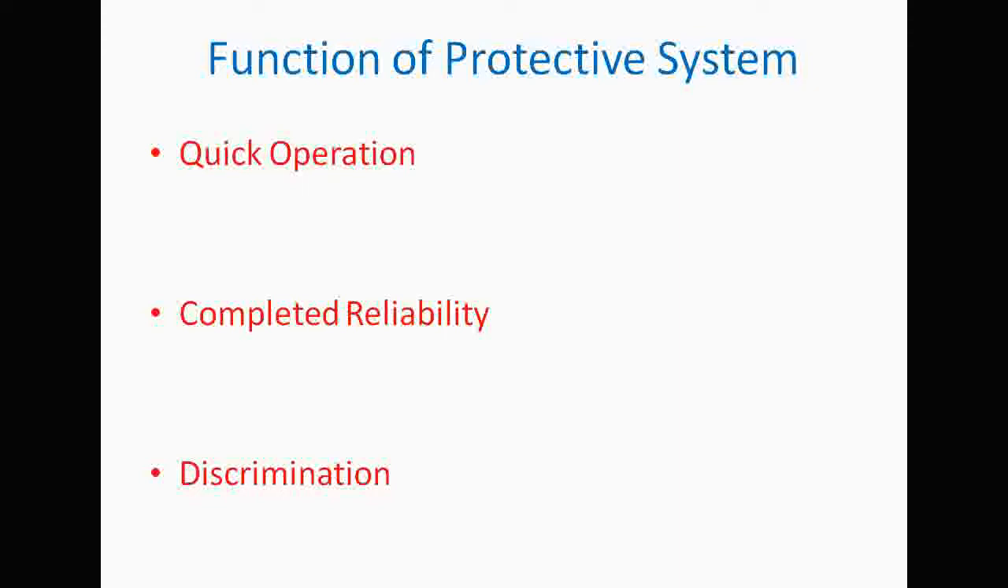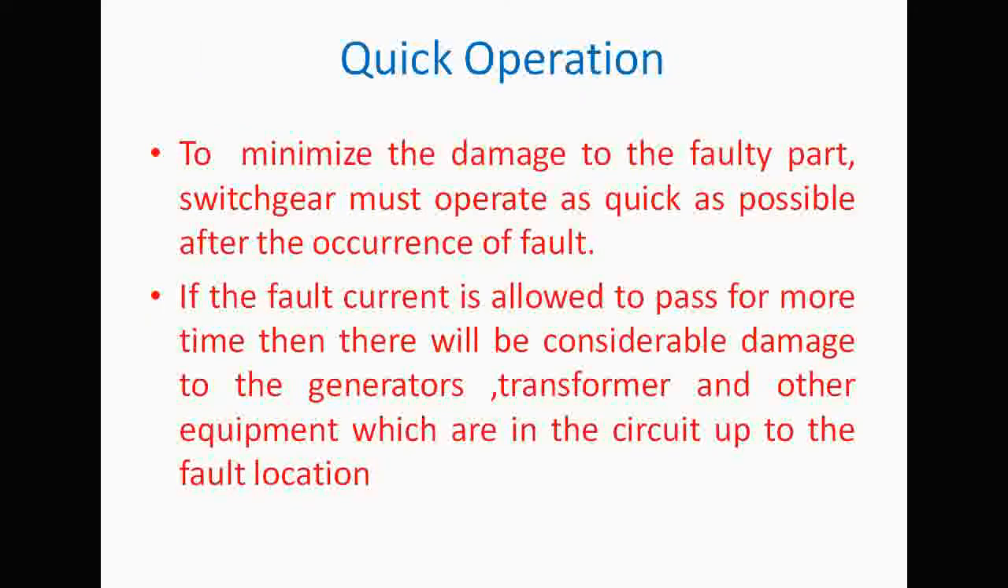Now the second thing, what are the basic functions of protective system? The first function is quick operation, the second one is complete reliability, and then discrimination. These are the three basic parameters that make up the basic functions of protective systems. Now first we can see the quick operation. To minimize the damage to the faulty part, switchgear must operate as quickly as possible after the occurrence of the fault. If the fault current is allowed to pass for more time, then there will be considerable damage to the generator, transformer and other equipment which are in the circuit up to the fault location.